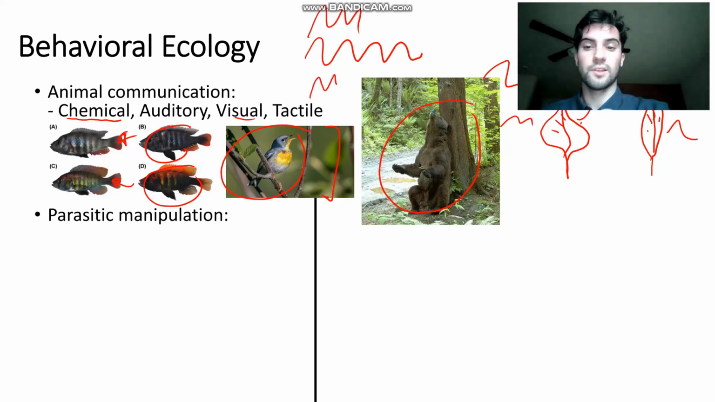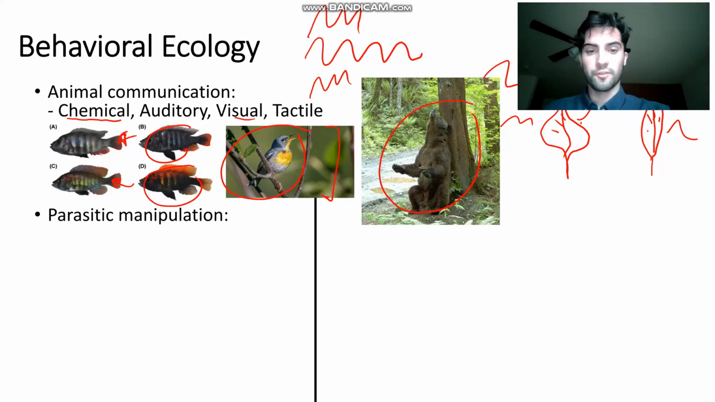And so the birds that have the best song adapted to the leaves will be the birds that have more offspring, that have more fitness. So these genes are passed down the generations, right, by natural selection. So we have a lot of communication and behaviors to facilitate communication.